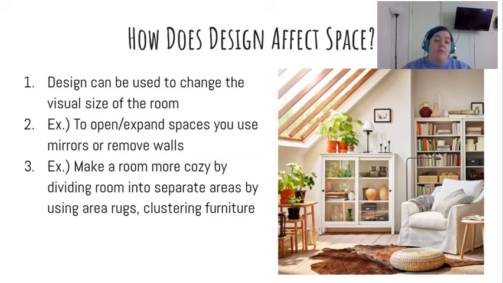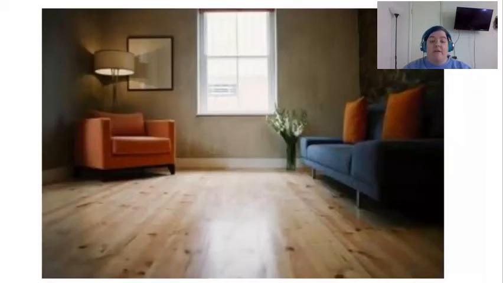We can make a room more cozy by dividing the room into separate areas by using area rugs or clustering your furniture. If you've ever looked into studio apartments, they're literally one giant room. Your kitchen, your living room, and your bedroom are all in one spot, and there are no walls to break them up. However, you can use different types of area rugs and furniture to cluster them and say, this is where my living space is going to be, this is where my bedroom is going to be, and this is where my cooking and eating area is going to be. So you can actually utilize space and break it up by using your different furniture pieces.